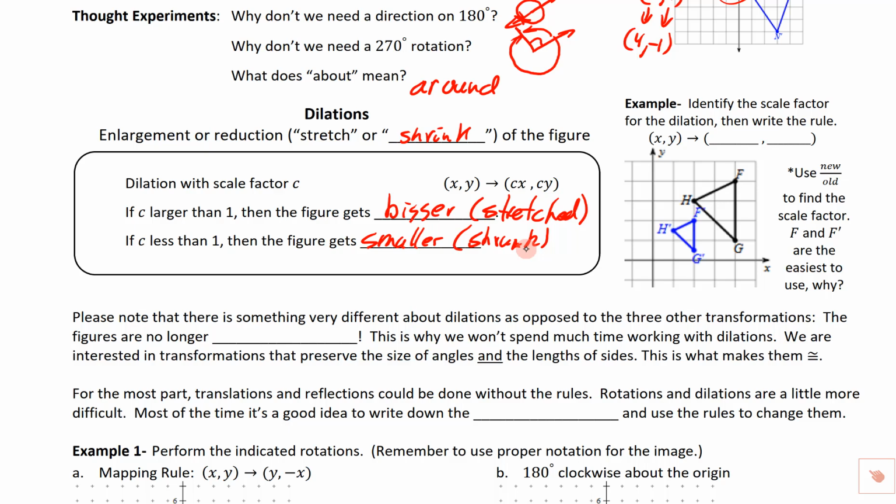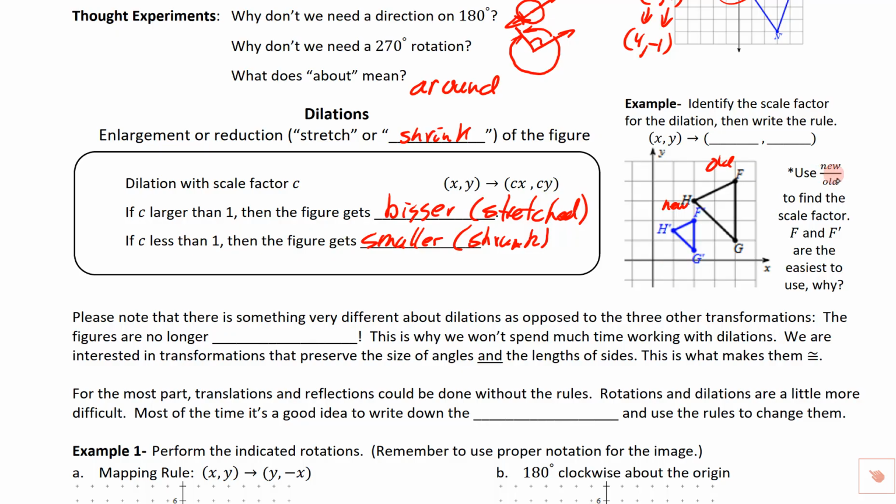Okay. All right, so let's take a look at this one right here. And these can be a little bit tricky. You've got to know what to look for here, which is why I've got a hint over here. It says identify the scale factor for the dilation, and then write the rule. So again, this is the old one right here, and this is the new one. And what's happened here is it's definitely gotten smaller. So we are looking for a scale factor that's smaller than 1, okay?